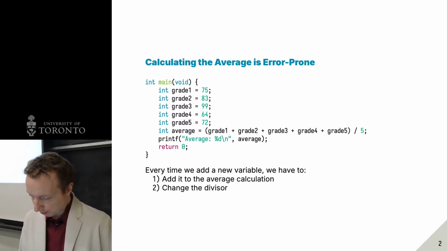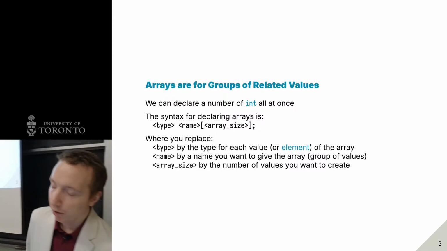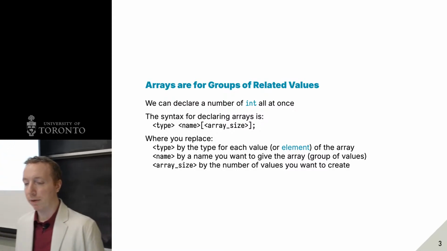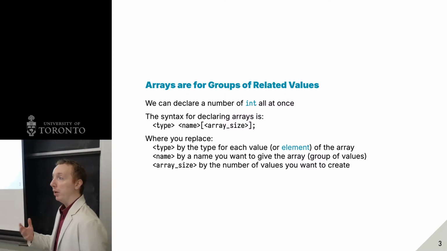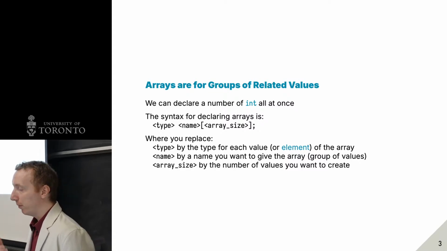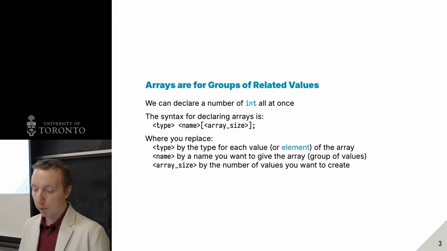So, in order to be lazy and save us a bit of time, we can use something called arrays, and they are for groups of related values. So, what you can do instead of declaring 5 integers all in separate variables is you can declare a number of integers all at once.